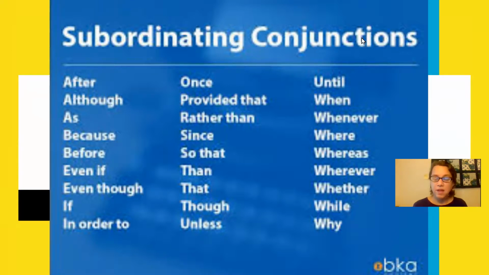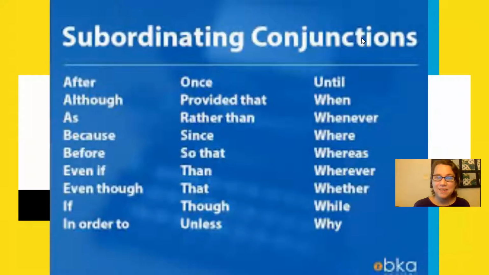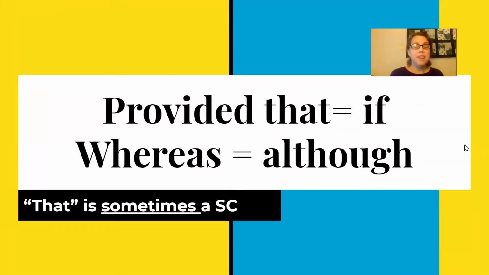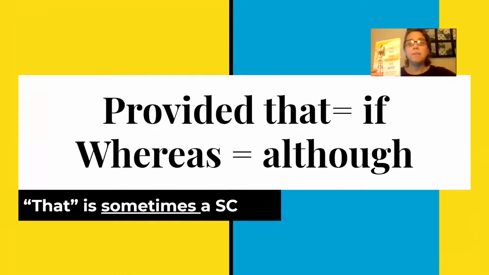Pause this if you want to look at it a little longer. How many of those were there? Check them out. How many are there? Good. Some people didn't know provided that is the same as if, whereas is the same as although or but. That is only sometimes a subordinate conjunction. It's okay to say that is my book. That is my mask. That's okay.